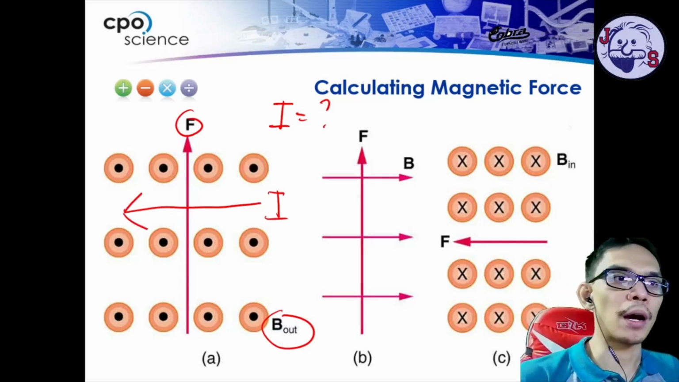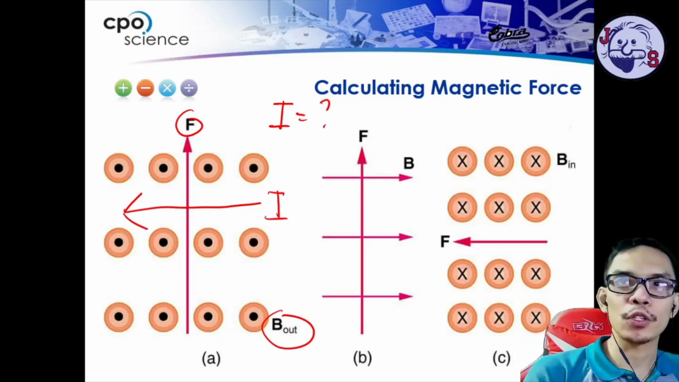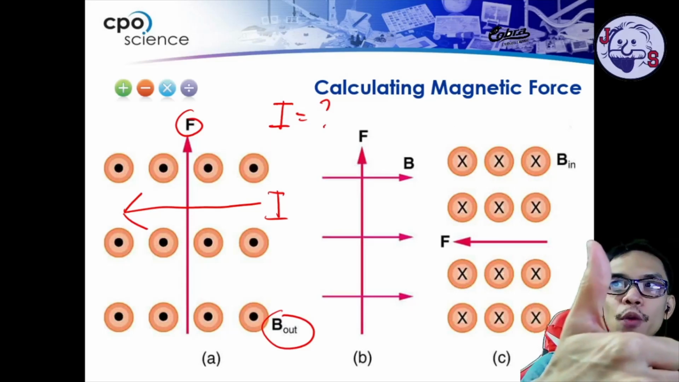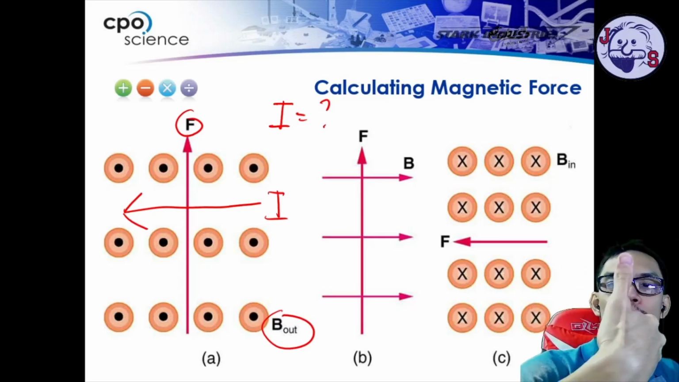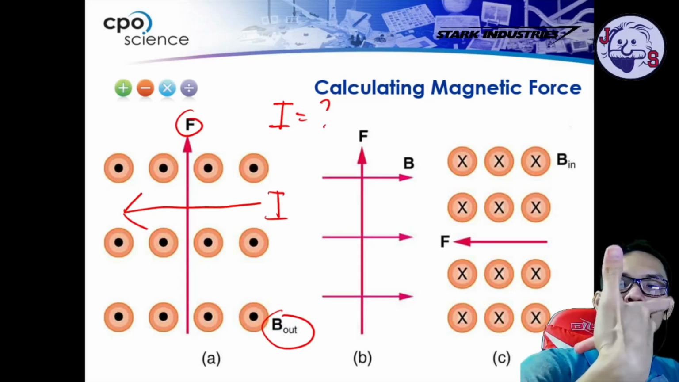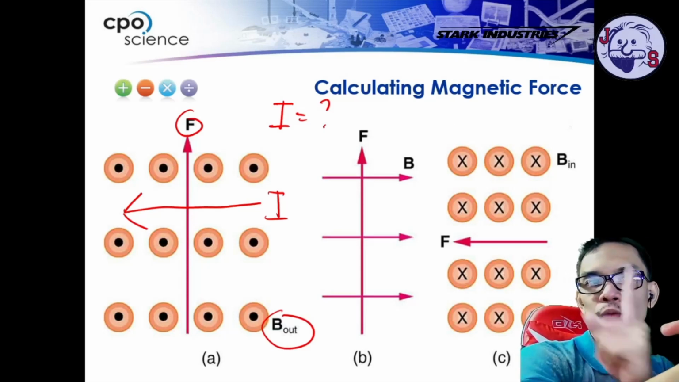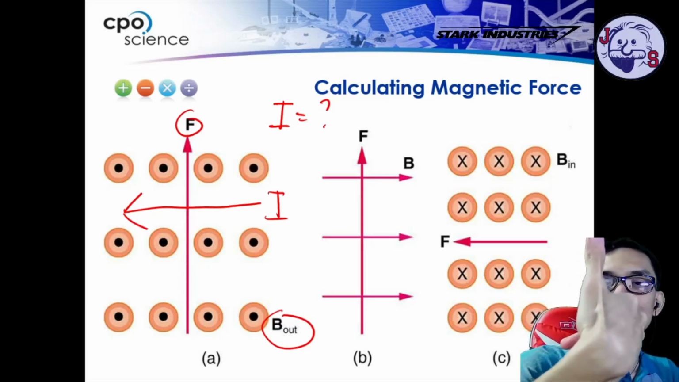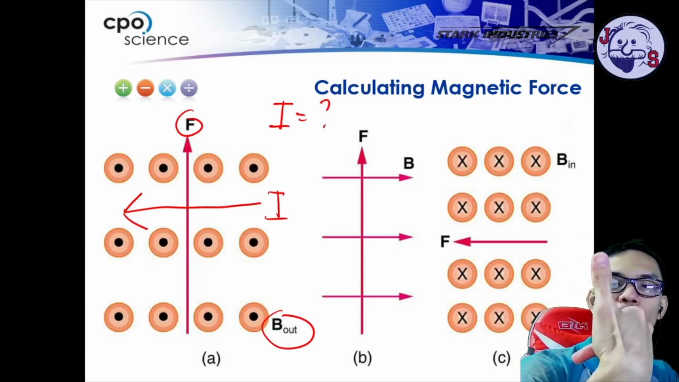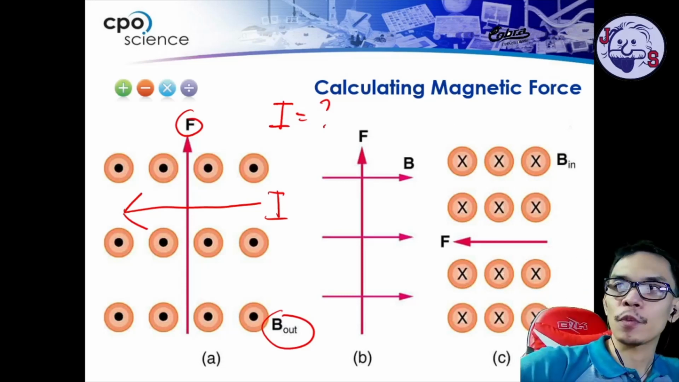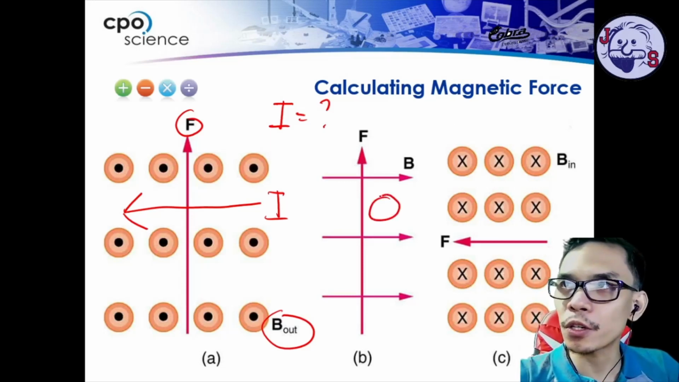Next one. How about the letter B? The force is going upward, then the magnetic field is going to this direction. As you can see here, it's going to that direction. So therefore, the current is moving away from the screen, pointing towards me.